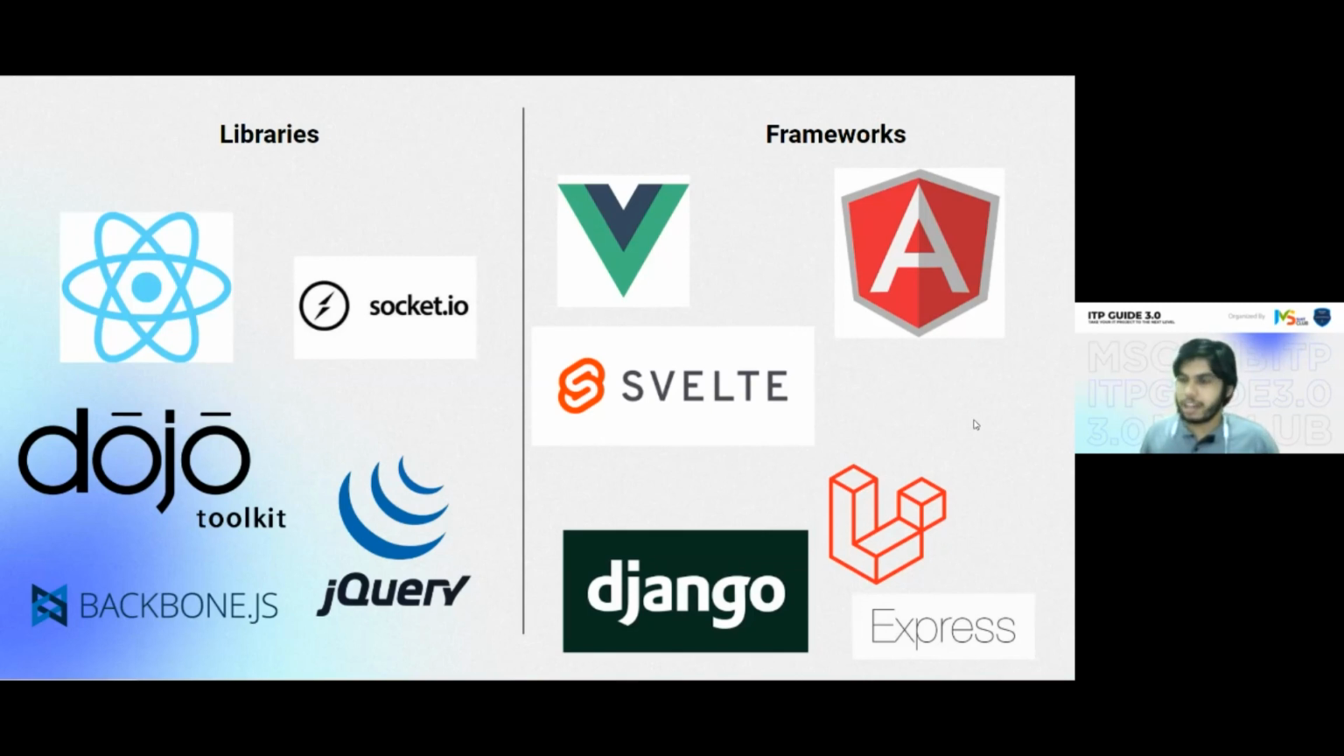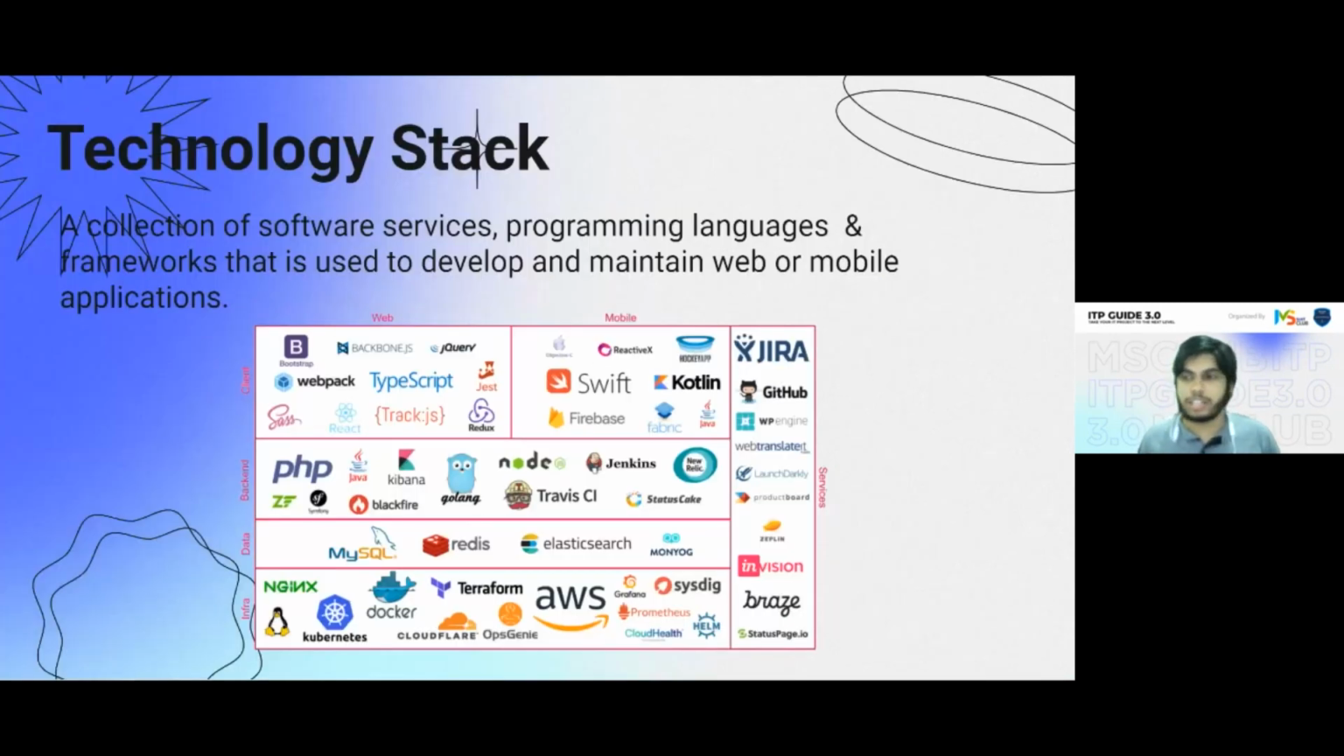So next, I'll be talking about the technology stack. A technology stack is basically, as you can see on the screen, a collection of software, services, programming languages, and frameworks that is used to develop and maintain web or mobile applications. As you can see on screen, there are a lot of technologies out there that a developer can use in developing a web application. But obviously, you can't use all of these technologies at once. You'll have to make compromises.